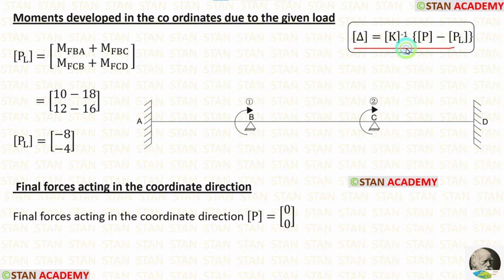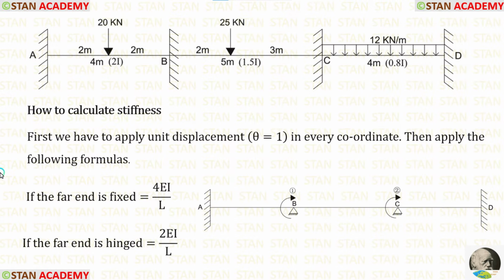In this formula, now let us calculate the stiffness matrix. Now let's see how to calculate the stiffness. For calculating the stiffness, we have to apply the unit displacement, that is theta is equal to 1 radian in every coordinate. In this analysis, we are having two coordinates in the point B and in the point C. So in these points, we have to apply the unit displacement.